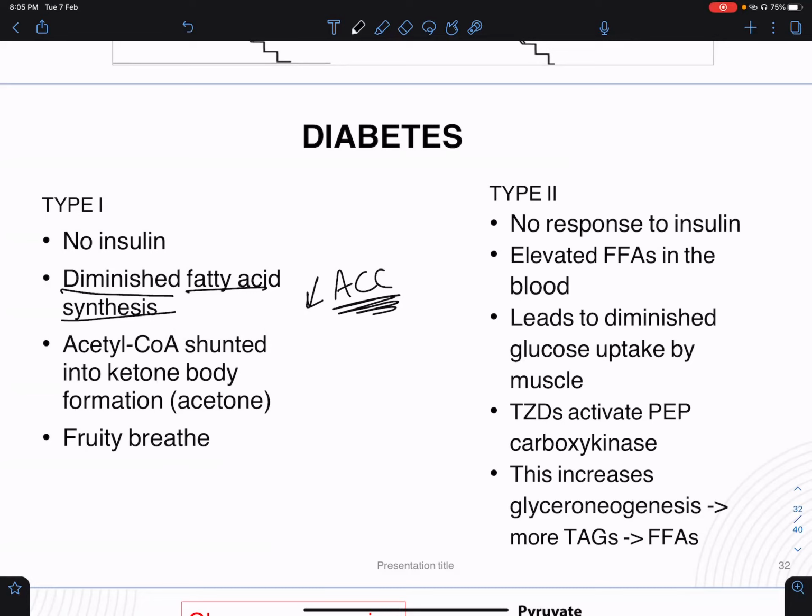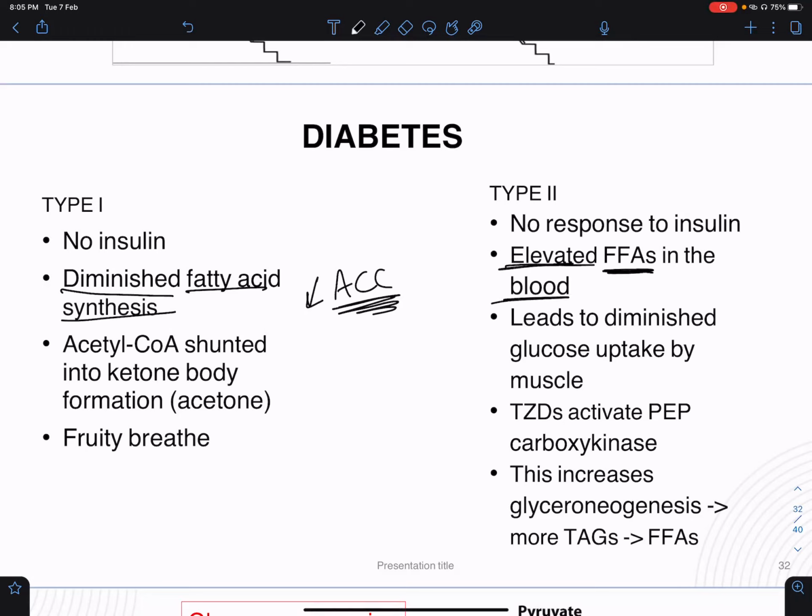Yes. Okay. In type 2, there is insulin. There's actually a lot of insulin in the body, but the body is not responding to the insulin that's being secreted. So if you have a lot of insulin, what does that mean? Do you have active ACC or inactive ACC? Active ACC. Exactly, you have active ACC. So you have a lot of fatty acids being produced. So this causes an elevation of the free fatty acids in the blood.